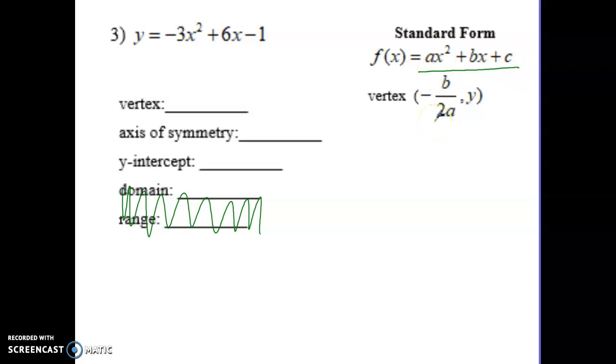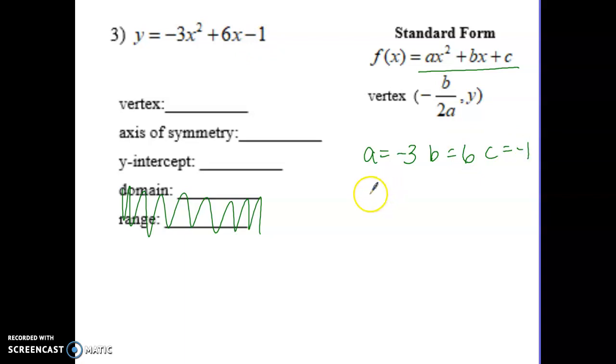To find the vertex, I need to use this formula right here. The x value of the vertex is the opposite of b over 2a. Then when you have the x value, you plug it back in and solve for y. So let's try that with this equation. First, I'm going to see what a equals, b equals, and c equals. A is the coefficient in front of x squared, so that's negative 3. B is the coefficient in front of x, so that's 6. And c is the constant at the end, that's negative 1.